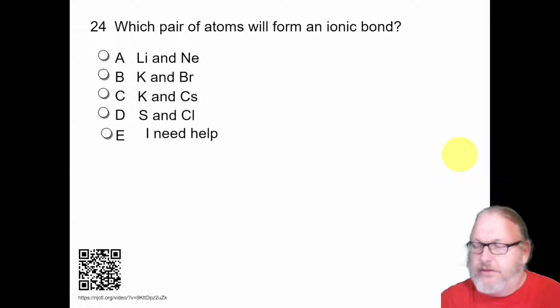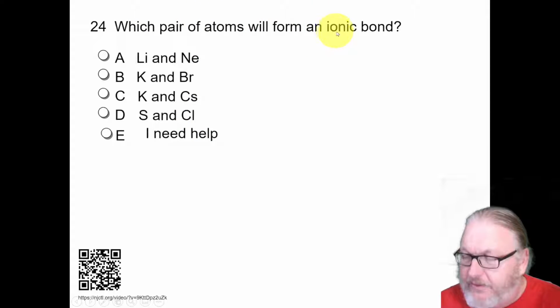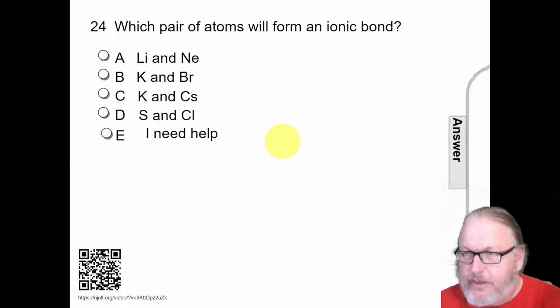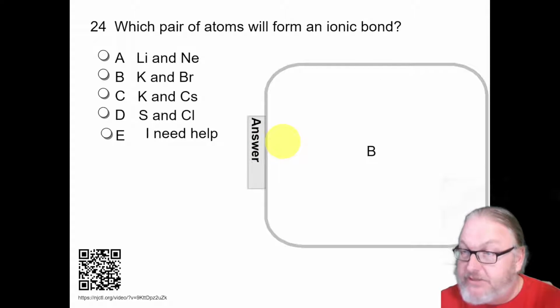So let's do a check. Which pair of elements will form an ionic bond? Think about one. Which one are metals and nonmetals? I'll give you a sec to think about it. And of course, that would be B, potassium, which is in group 1, and bromine, which is a halogen, group 17.